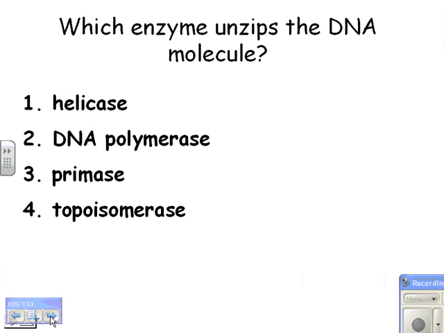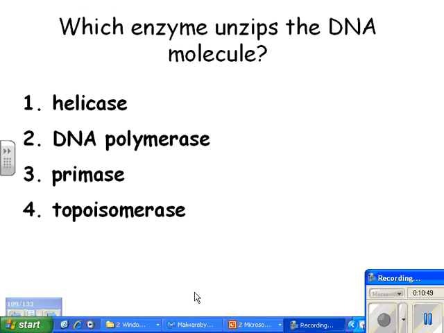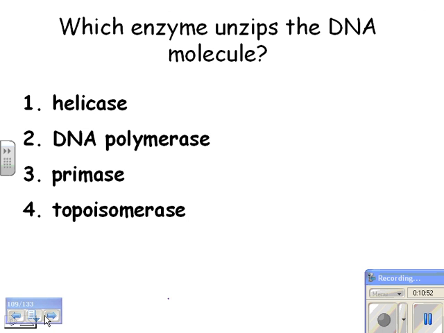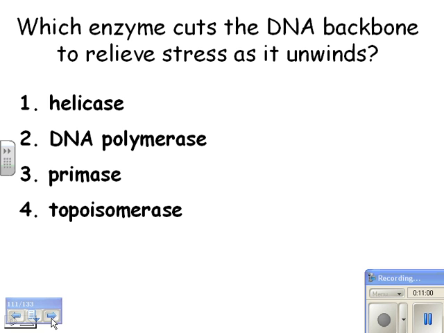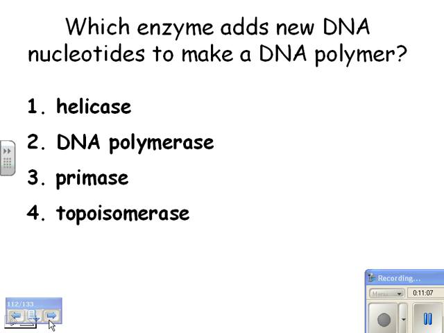So which enzyme unzips the DNA molecule? The DNA molecule is unzipped by helicase. Which enzyme makes the RNA primers? That would be primase, RNA primase. Which enzyme cuts the DNA backbone to relieve stress? That's topoisomerase. Which enzyme adds new DNA nucleotides to make a DNA polymer?